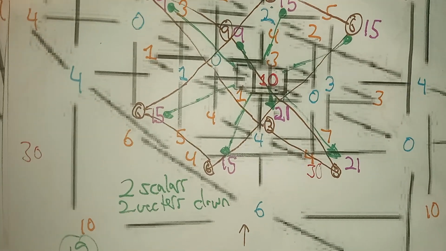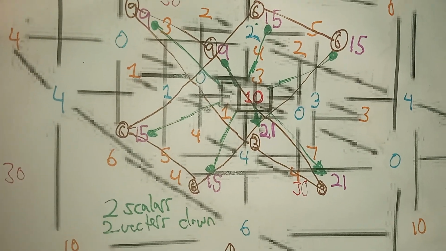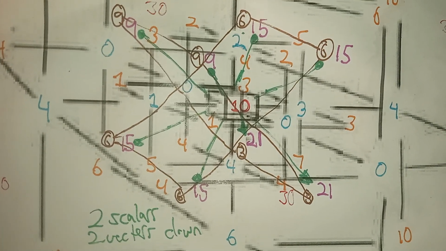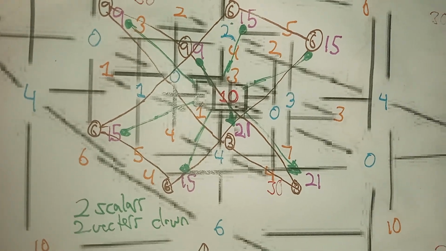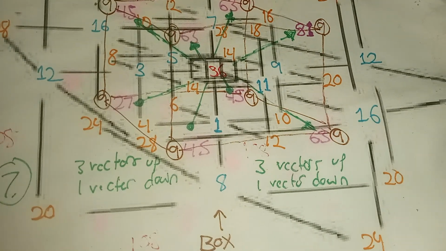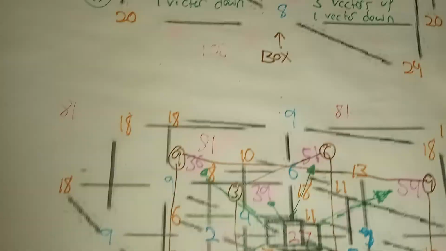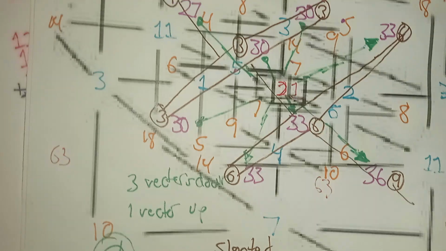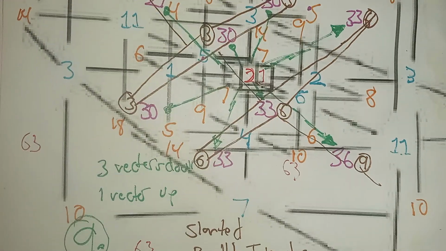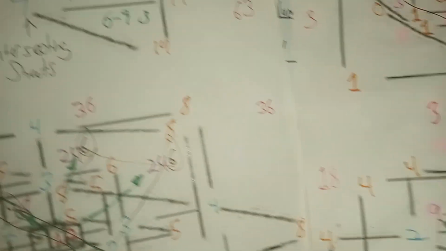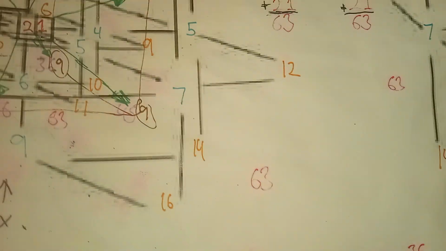These are 2 scalars and 2 vectors. You'll see the 2 scalars with the dots at both ends of each green line, and the 2 vectors with a dot at one end and an arrow at the other. And 3 vectors up, 1 vector down. This is all preliminary, and I just discovered these several months ago. But I found out that they apply to my magic hybrid cubes. Here's some more studies I've done on these vector systems.